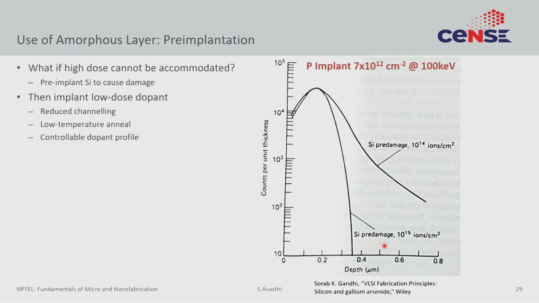So yeah, that's one way of creating amorphization without high doses. The side effects, obviously, are reduced channeling, low temperature anneals, so you don't need to go to high temperature to anneal the damage, and a very controlled dopant profile. This dopant profile looks much closer to a Gaussian than the one that you got before without damage. However, this does increase the cost, so it is only done in rare cases.